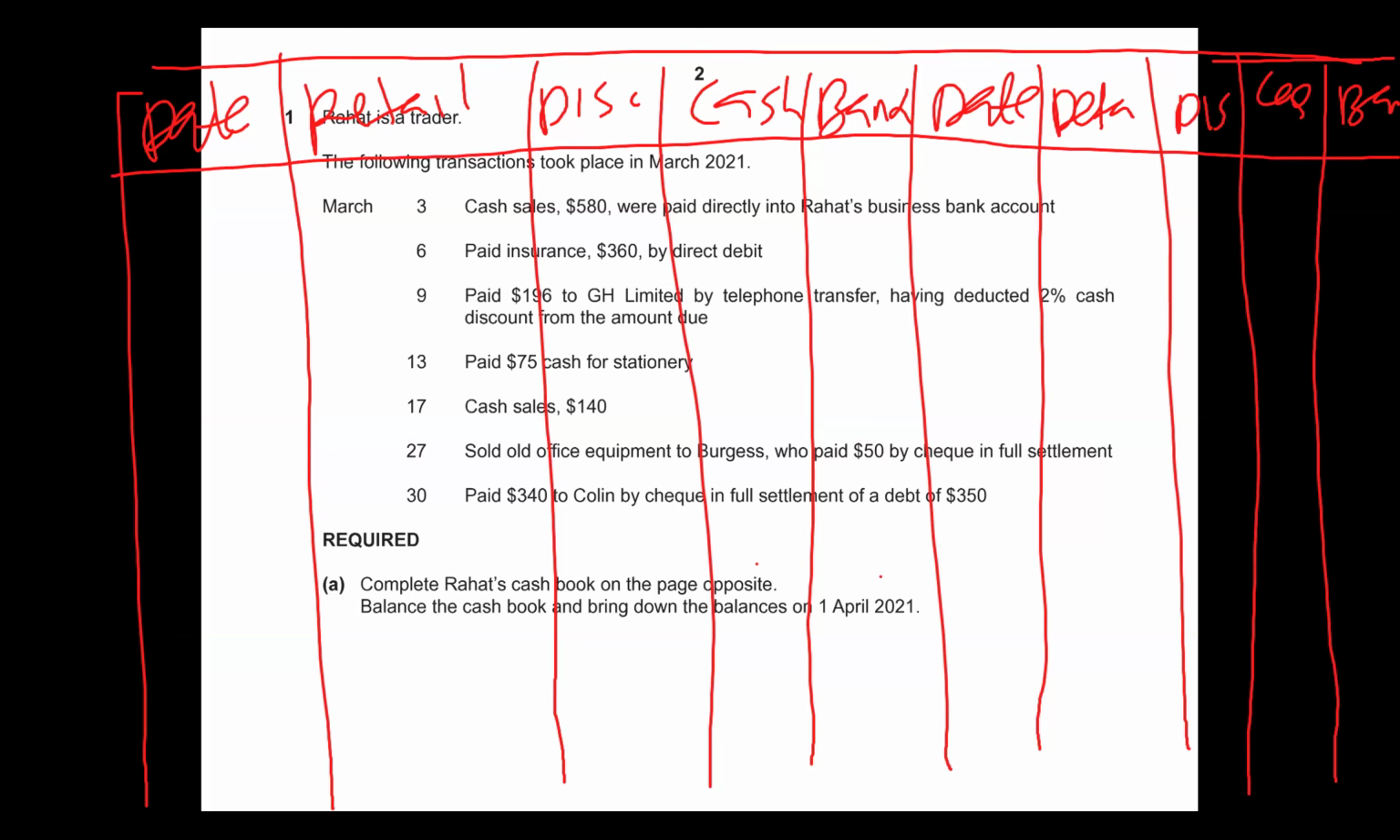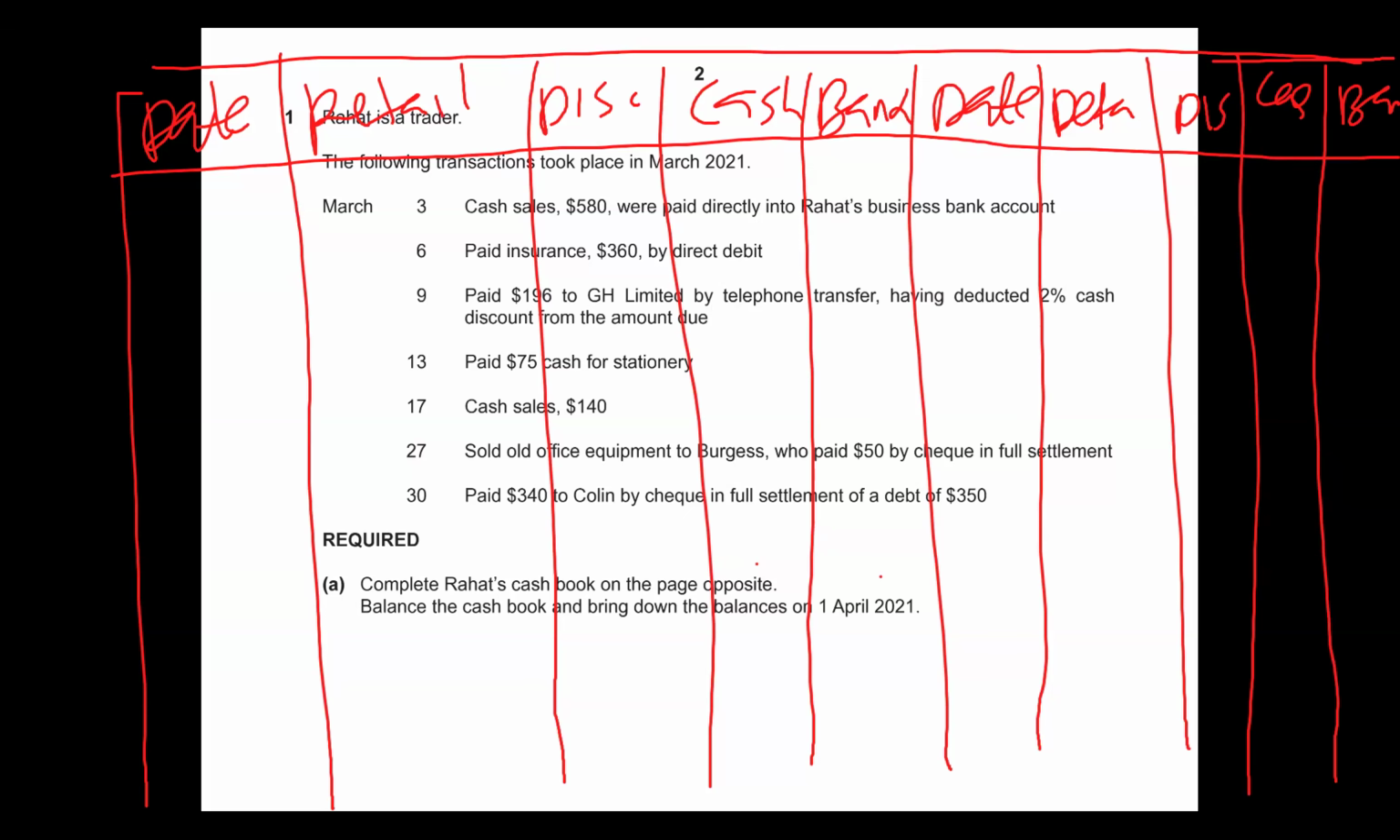Now listen carefully. In here, we record only the transactions that involve cash and those that involve the bank. We are interested in the transactions that involve cash and those that involve the banks. So when you read the transaction, your question first of all is to ask, is this transaction involving the bank or is it involving the cash? Simple.